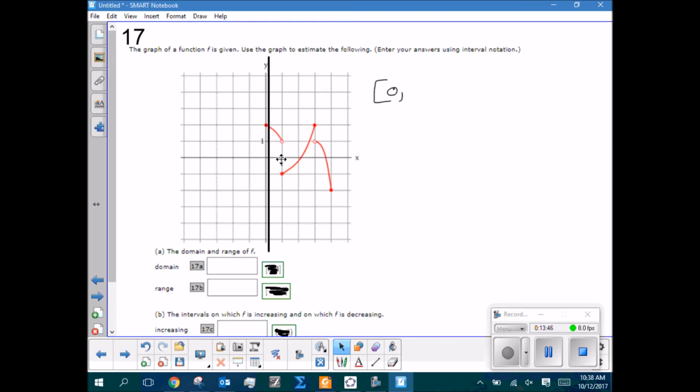Okay, the domain is still from 0 to 1, and then we keep going and keep going and keep going, and we get to 2. So we got 0 to 2 so far, and then we come to an issue right here again, but for the same reason.